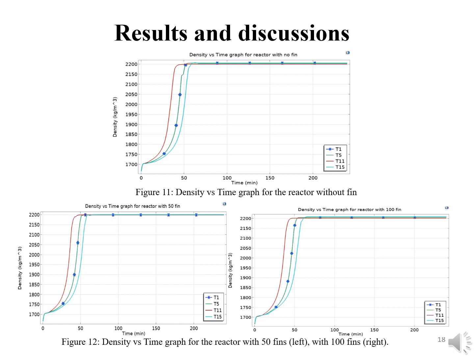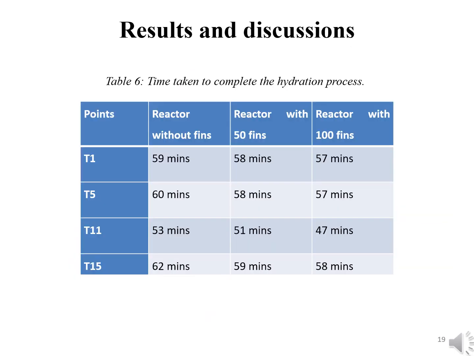The density versus time relationship for the reactor with 50 fins and 100 fins is shown in the figures at the bottom. After adding the copper fins, the reactor's surface area and heat dissipation increase. This reduces the time required to complete the exothermic process. Heat dissipation is maximum at the center of the reactor, which is why the exothermic reaction process is completed early at point T11. The next slide will discuss the time taken at all four locations in all the three reactors.